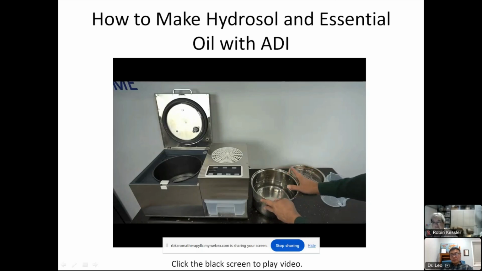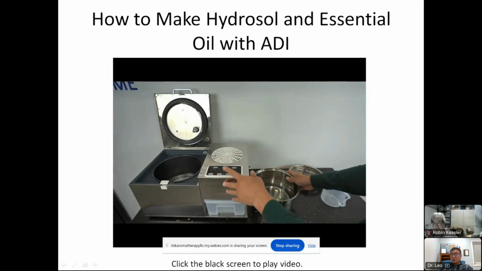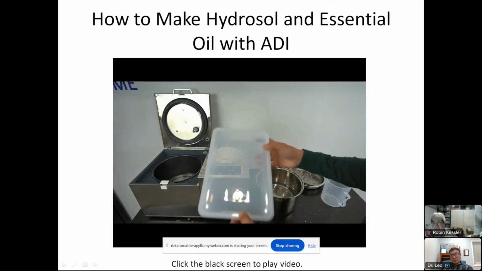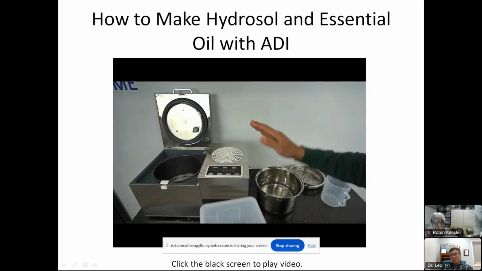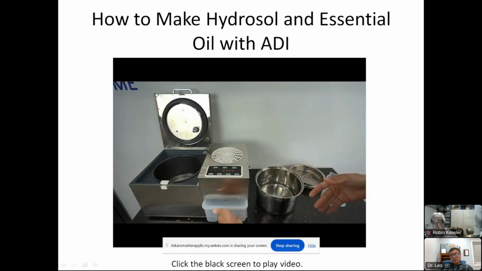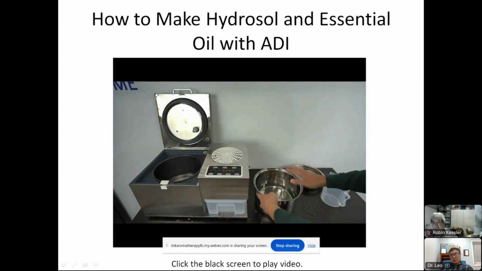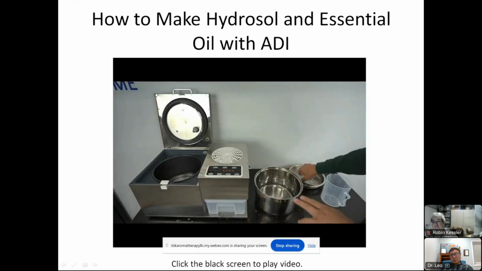So that's the reason. Or you can use the ADI machine to make distilled water. Just put city water in the pot, turn on the distill, and make distilled water. That's perfectly fine. And the distilled water will be collected in this box. So you can use this water and put it back into the pot for your hydrosol making. So first add 2 liters of water. You can add up to 3 liters. There's a mark in the bowl showing how much water is in there.